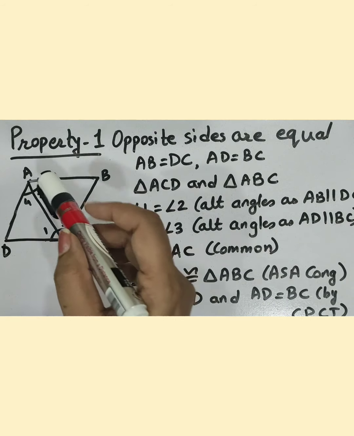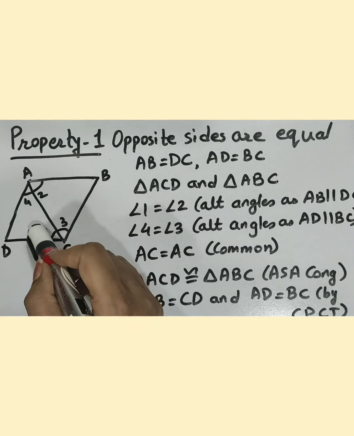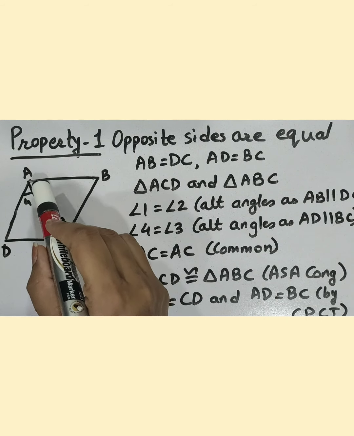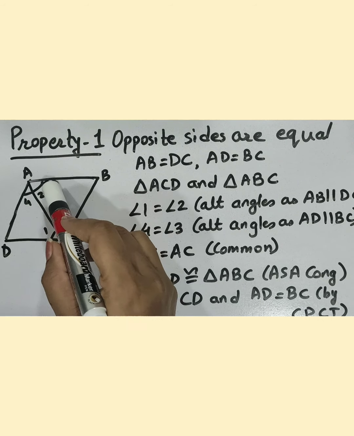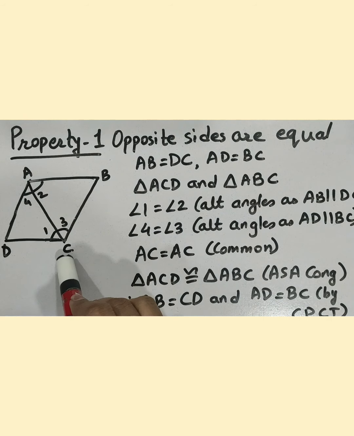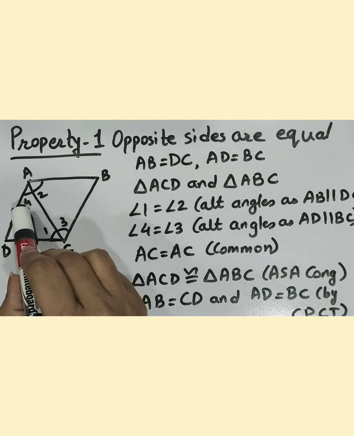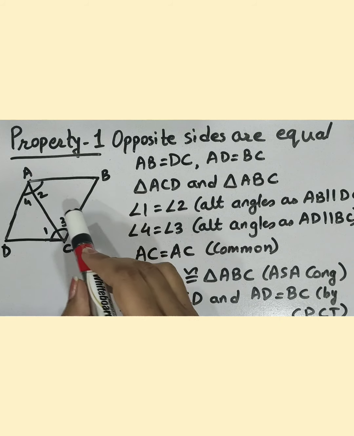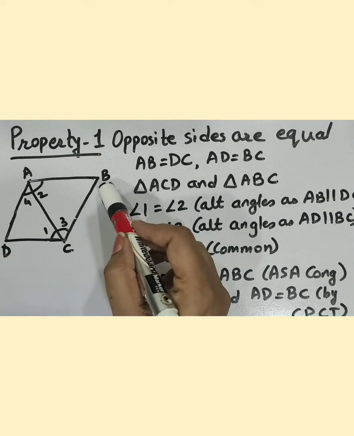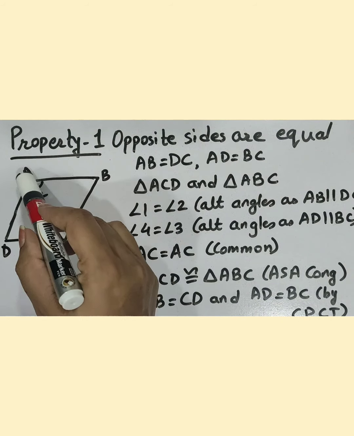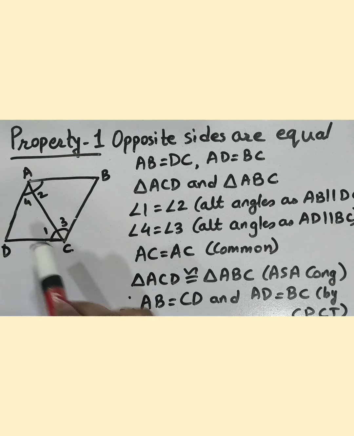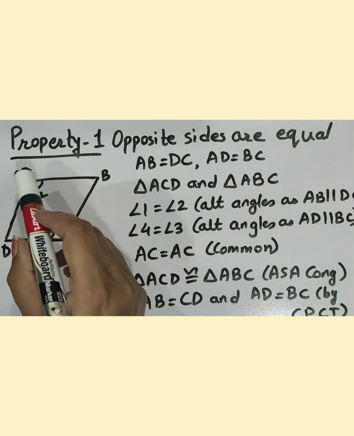Now, if I mark the angles and name them 1, 2, 3 and 4, then angle 1 will be equal to angle 2 as they are alternate angles, as AB is parallel to DC. Similarly, angle 4 will be equal to angle 3 as they also are alternate angles, as AD is parallel to BC. Now this diagonal AC is a common side for both the triangles. So I can write that.